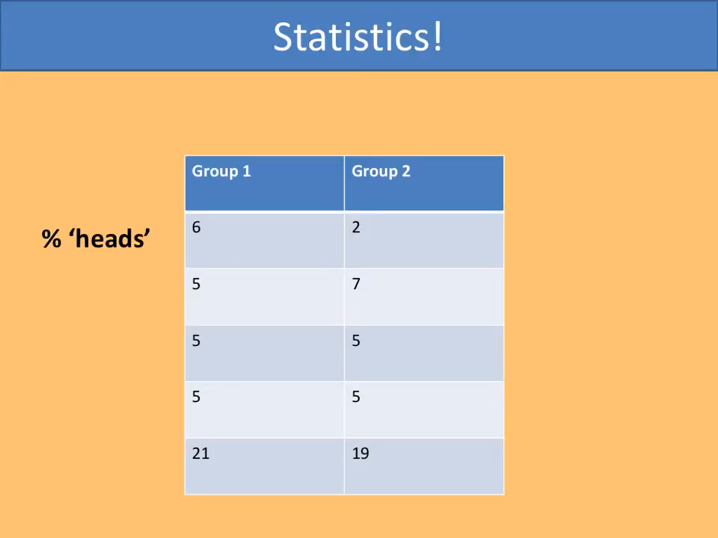Now, as you know, since you're only flipping it 10 times, that means for each individual, you have a sample, one sample.